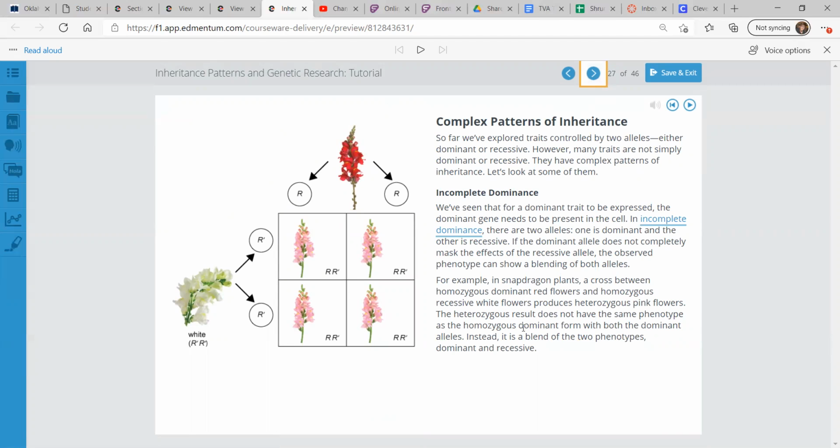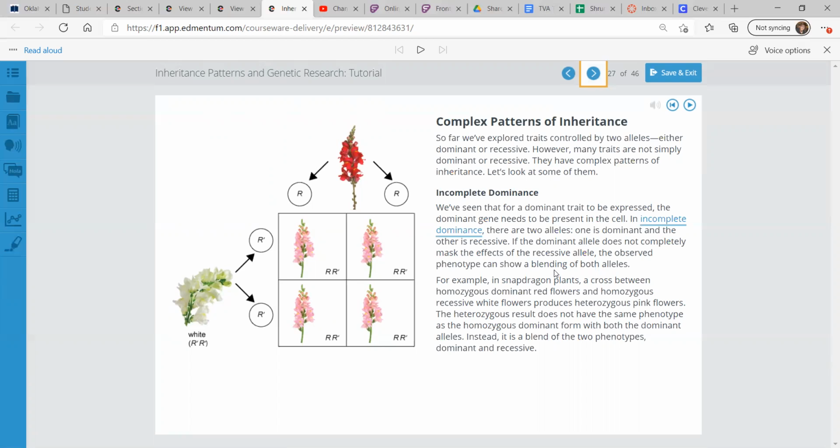Complex patterns of inheritance. So far, we've explored traits controlled by two alleles, either dominant or recessive. However, many traits are not simply dominant or recessive. They have complex patterns of inheritance. Let's look at some of them.